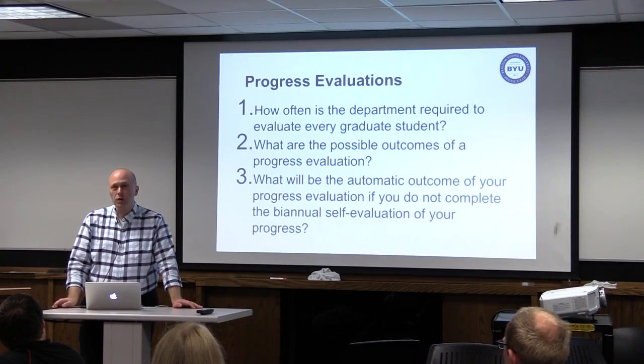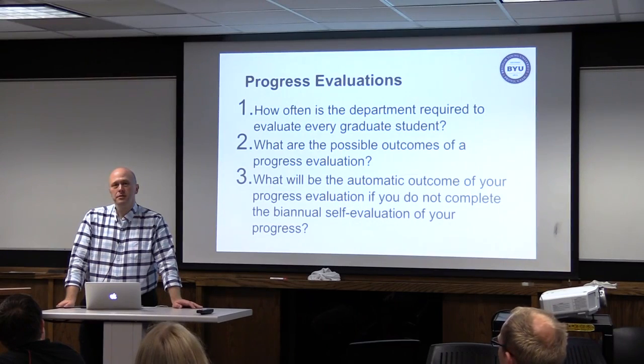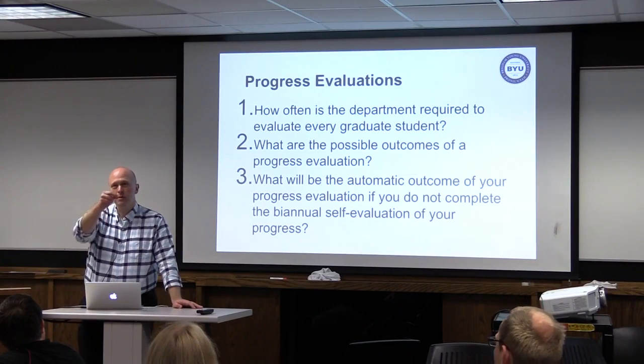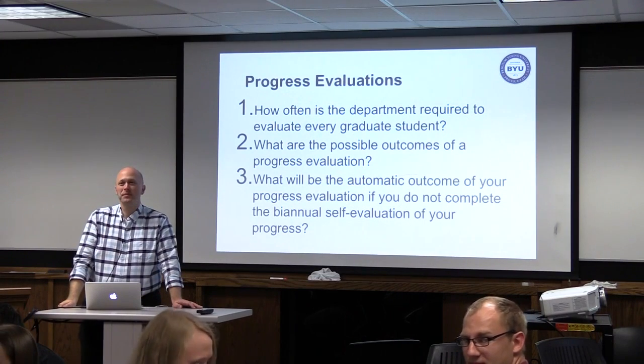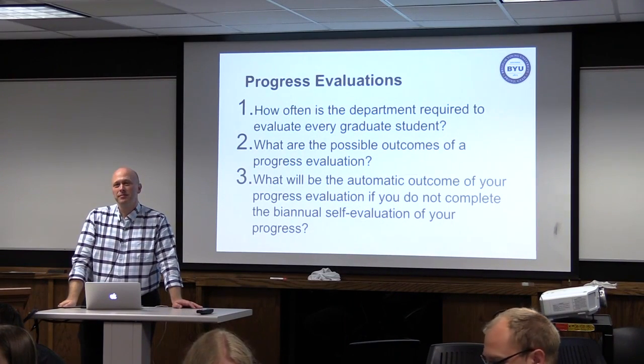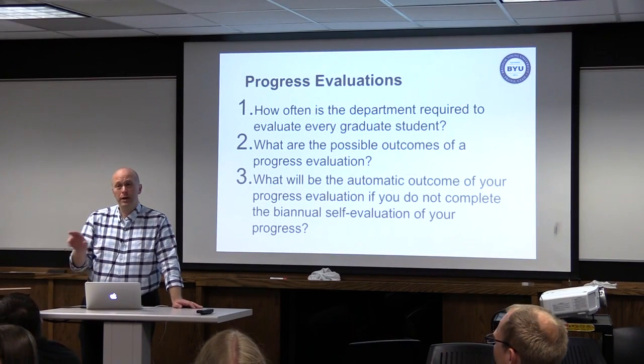One question that's not here is what are the consequences of marginal or unsatisfactory progress reports? If I remember correctly, and you might have to correct me, essentially if you get two marginals in a row, you're out. And an unsatisfactory, I don't remember if you get one or two. I want to say two, but it might just be one. So you get two in a row, either marginal or unsatisfactory.